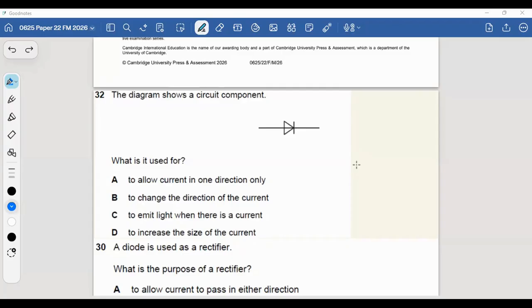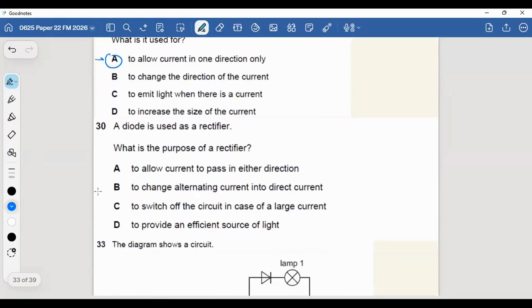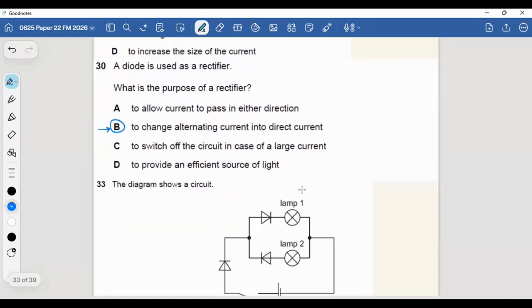Starting from a very basic question. The diagram shows a circuit component. Exactly, that is a diode. What does it allow? It allows current to move in one direction, making it unidirectional. So the perfect option is a simple one, A. A diode is used as a rectifier. What is the purpose of a rectifier? It makes alternating current into direct current. So you should remember this as well. We are starting from the very basics, or prior knowledge, that is essential to understand this topic.